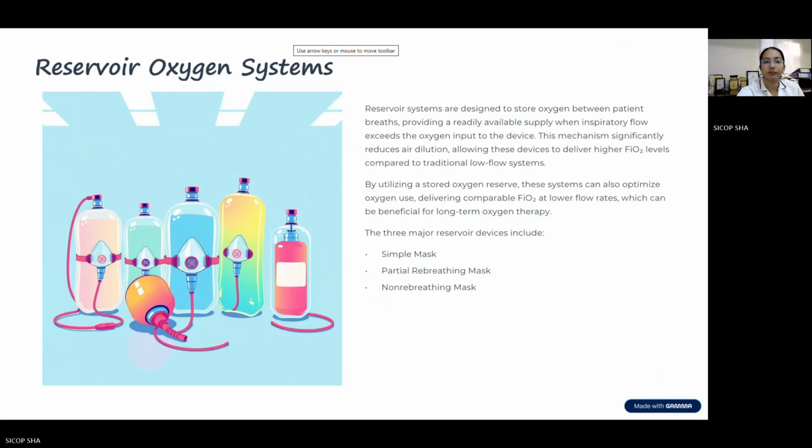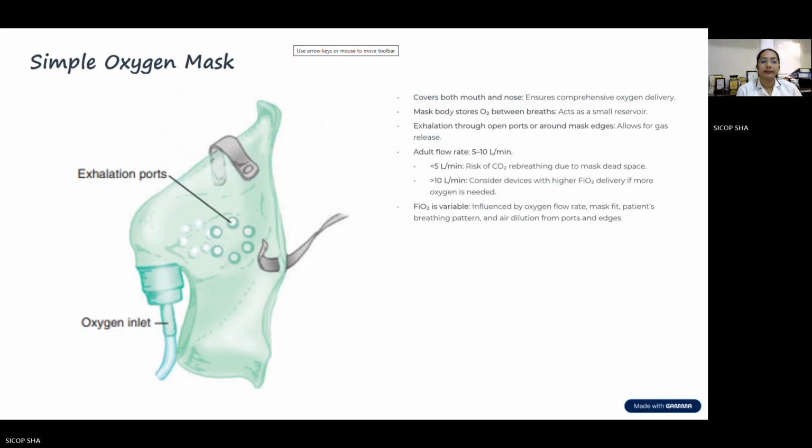Now, moving on. Simple oxygen mask. I think everybody must have seen these. These cover your nose and mouth. There is an oxygen inlet. The mask body itself stores oxygen, and it acts as a very small reservoir. When the oxygen comes in and the patient is inspiring, it will go here, and during exhalation the air comes out through here, but some air is stored here. So exhalation through open ports and around mask edges allows for gas release.